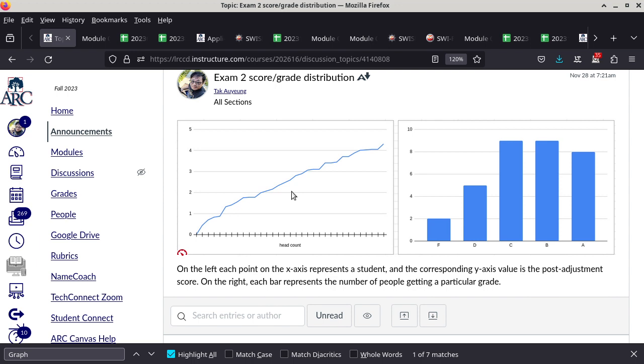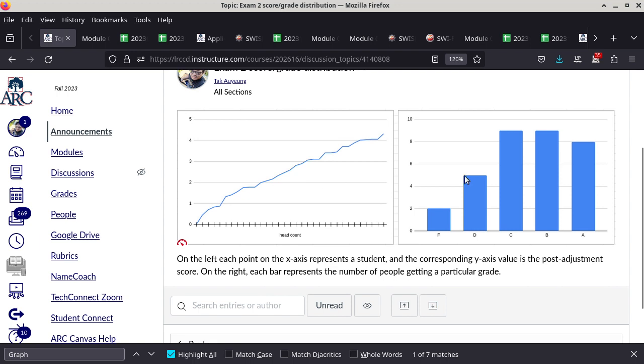The other classes that I teach sometimes look like a bell curve, especially on this side when you look at the grade distribution. This is not bad by my standard, but for people who are down here with a D and an F, the final exam can be particularly important, just to make sure that you pass the class as a whole. So are there any questions about the graphs? The first one is the score graph, and the second one is the grade distribution graph.